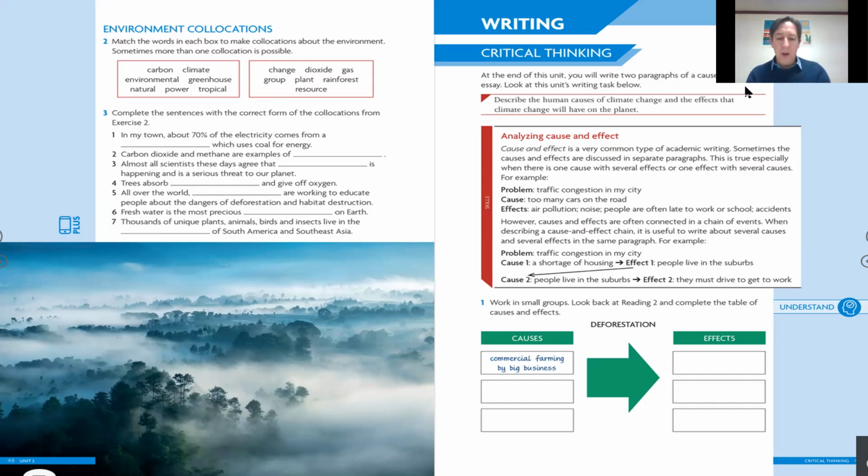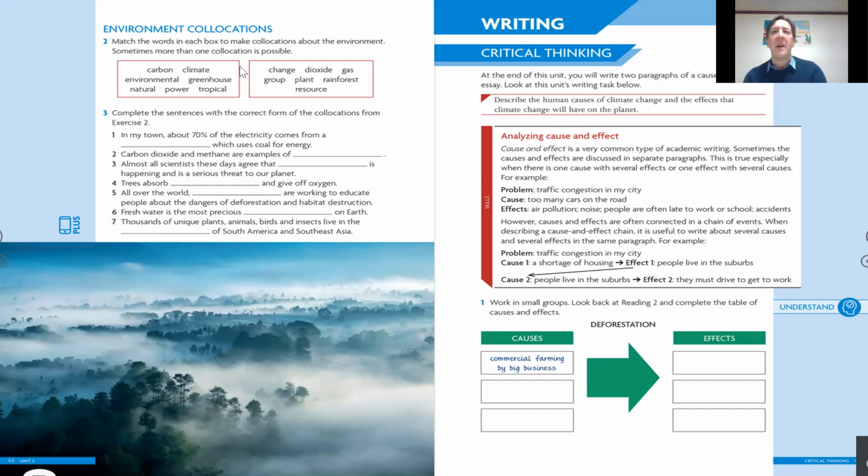Cool, so now we're going to go to the next part of Reading 2, of Unit 2. And as you can see, writing, critical thinking. In the red box, this is page 49. We're looking at analyzing cause and effect.